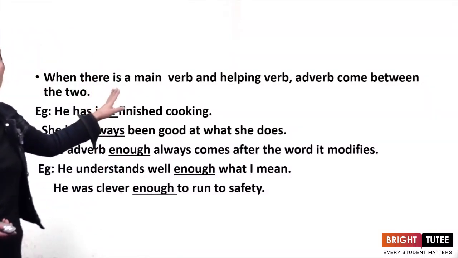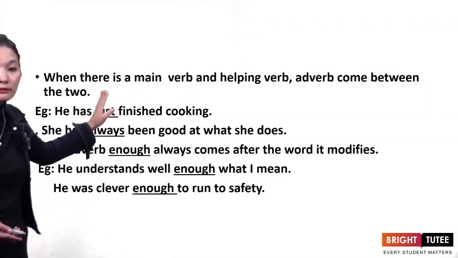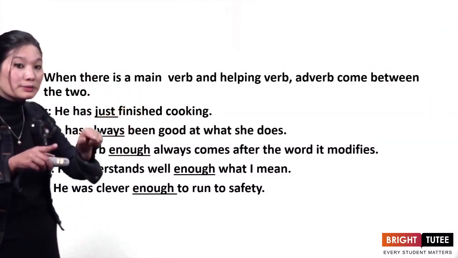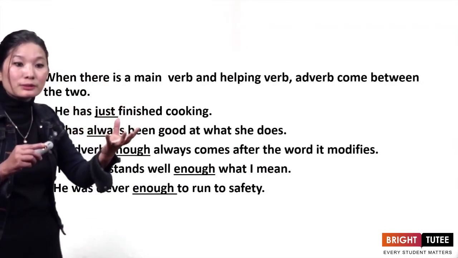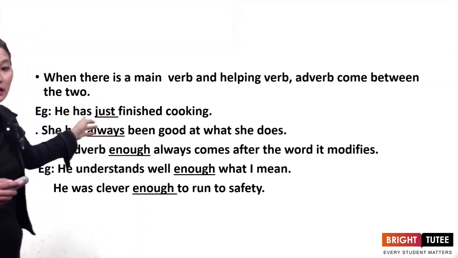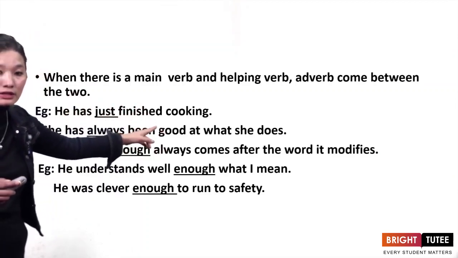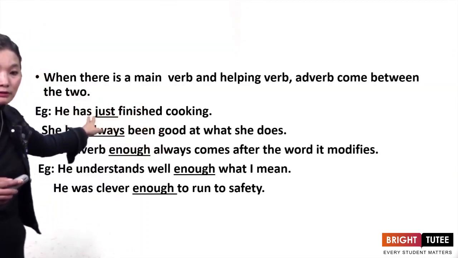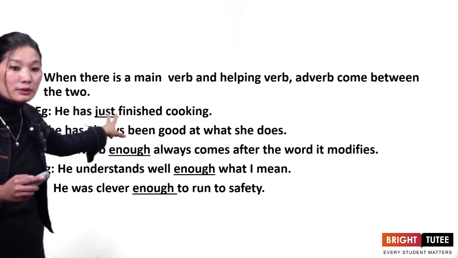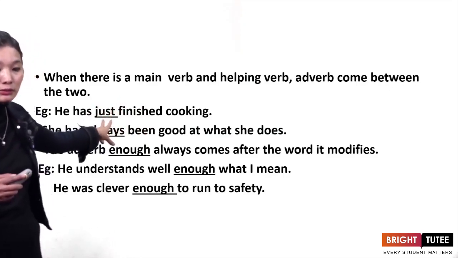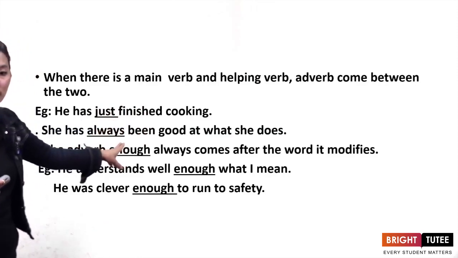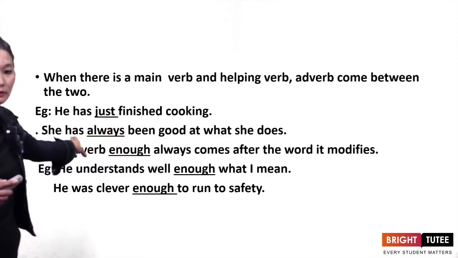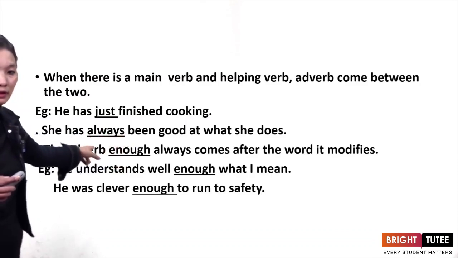And when there is a main verb and a helping verb, the adverb comes in between. There can be two verbs, and in that case, the main verb is the action word and the helping verbs are the auxiliaries. He has just finished cooking. Finished is the main verb, has is the helping verb. So when there are two verbs, the adverb will come in between. Just. When did he finish? Just. Okay. She has always been good at what she does. Has is the helping verb. Been is the main verb.